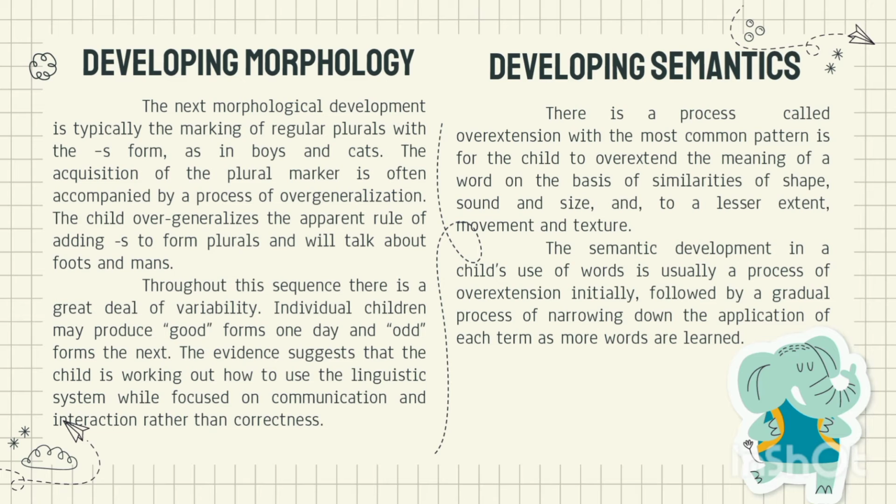Developing semantics. There is a process called overextension, and the most common pattern is for the child to overextend the meaning of a word on the basis of similarities of shape, sound and size, and to a lesser extent movement and texture. The semantic development in a child's use of words is usually a process of overextension initially, followed by a gradual process of narrowing down the application of each term as more words are learned.